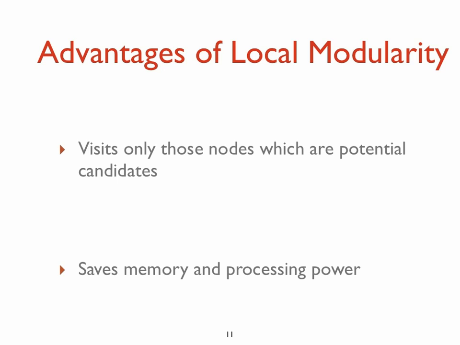There are two peculiar advantages of using the local modularity algorithm. First, it visits only those nodes which are potential candidates and ignores the ones which are not. Second, since it only explores the portion of the network which is of interest, it significantly saves memory and processing power. This particular property of the local modularity algorithm helps us to encounter the challenge of large scale social networks.